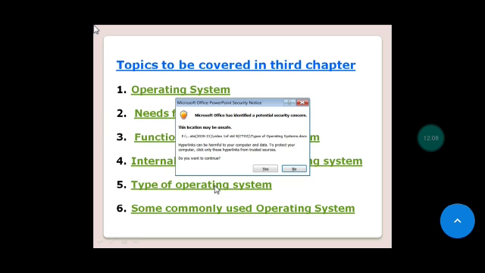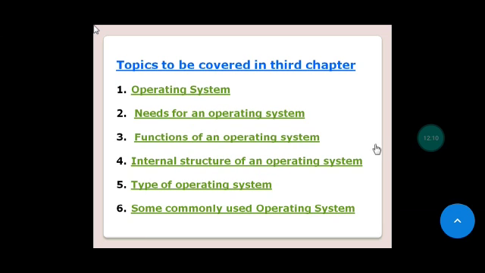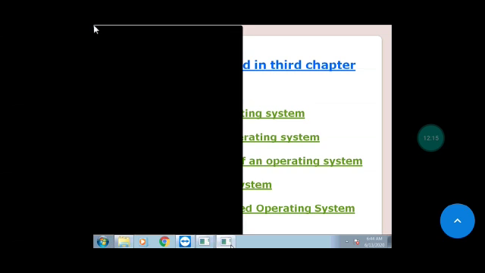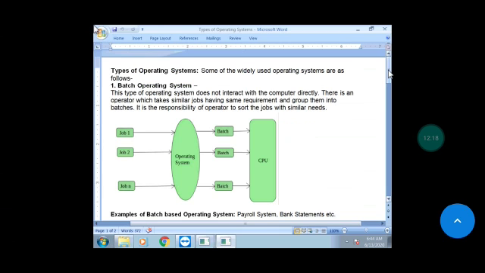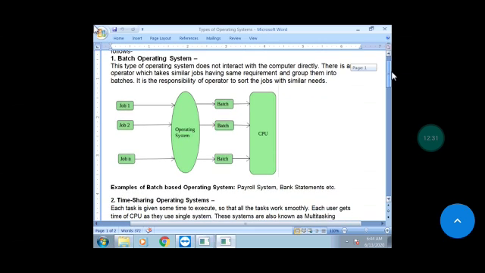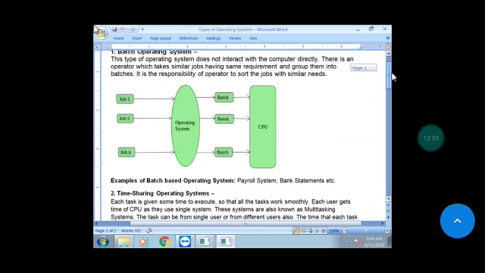Now, the next one is types of operating systems. You are having different types of operating system. Understood? I'm not talking about your Android, Windows, Linux. I'm talking about the types of operating system. First one is batch operating system. You know what is a batch? Even in your classes also you have the batches. Same here also. First batch, second batch, third.